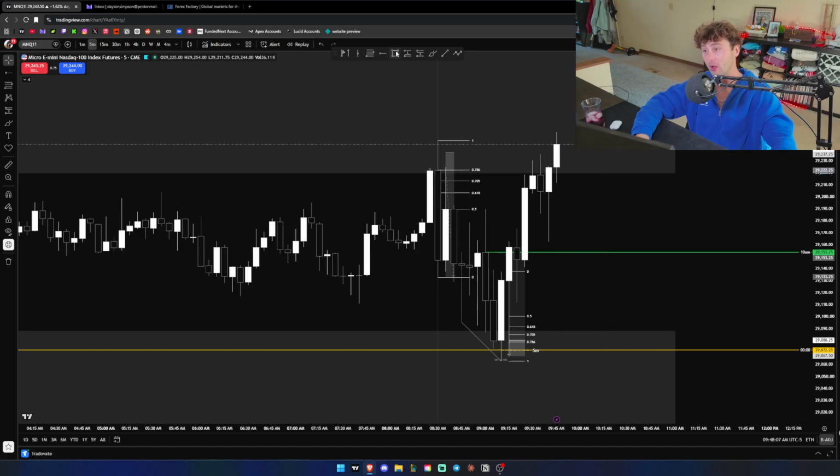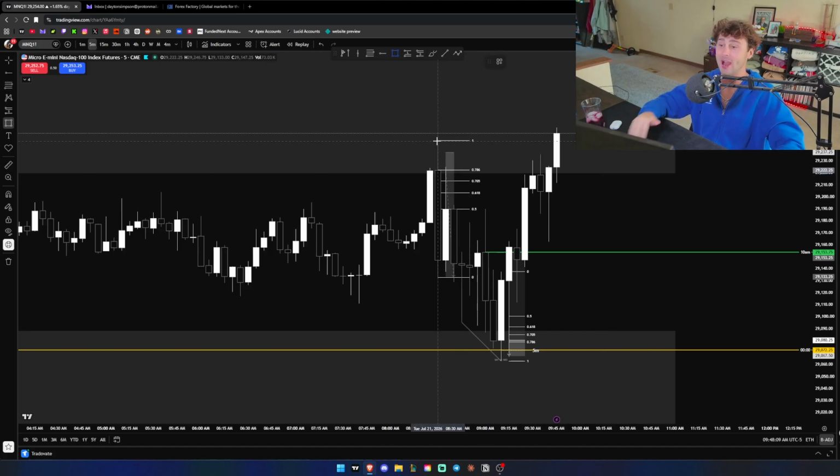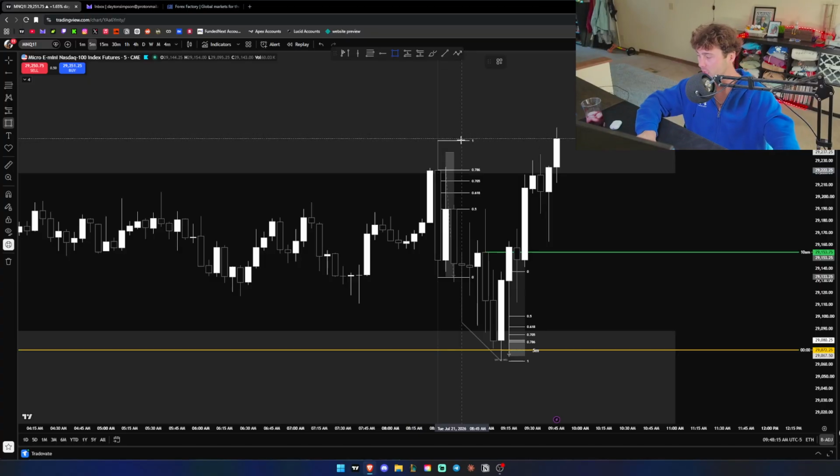Well, as you guys should know by now, I love trading 5-minute or any rejection blocks, but specifically 5-minute rejection blocks are beautiful to me. So I look here, boom. I wait for this candle to close. We have this 5-minute rejection block.